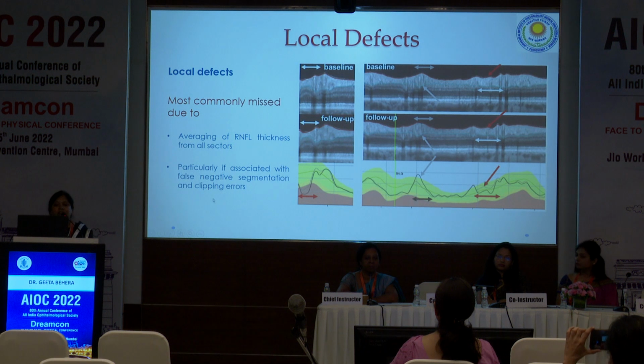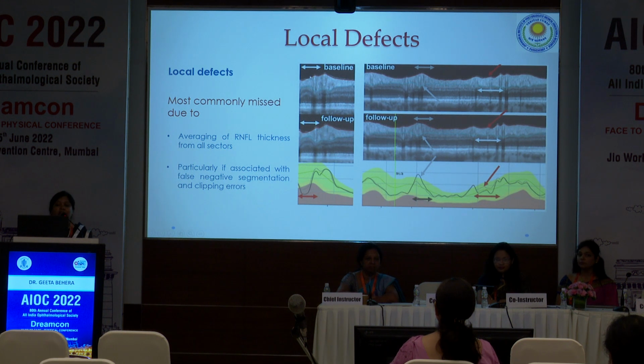Local defects, again, are very commonly missed because local defects generally get averaged in the global metric, that is, in the average RNFL scores or the global metric scores that are given. Local defects get averaged out and they get missed. So again, it's very important to look at the actual segment.